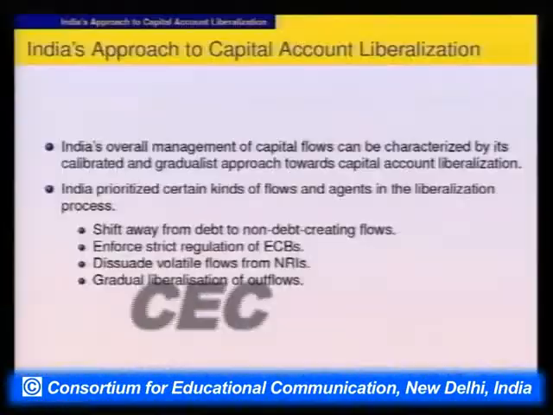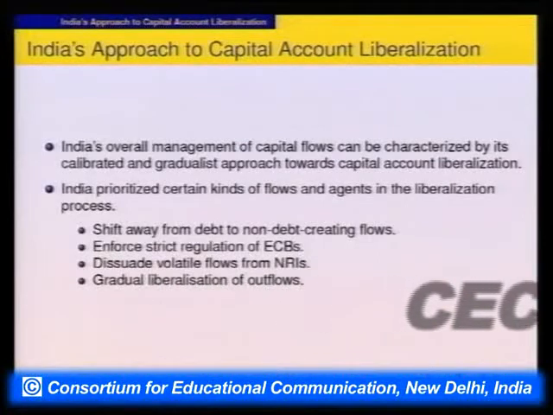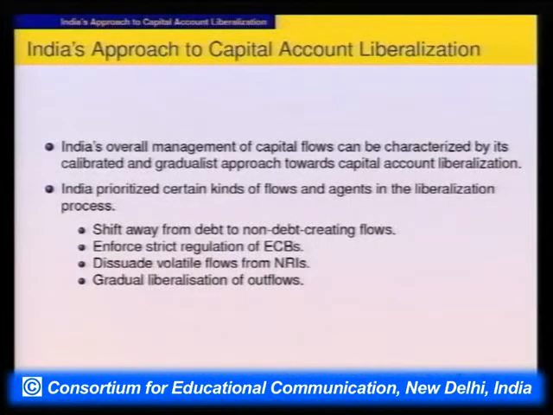So if one looks at the extent of capital flows liberalization in the country, one finds that this has been done in a very principled way. For example, there was a principle that there should be a shift away from debt to non-debt creating flows. We should not depend too much on debt flows, and we should depend on FDI, portfolio investment. External commercial borrowings, which is a very important source of capital for a number of developing countries, has not been resorted to that much in the Indian context because there are a lot of restrictions on these kind of flows.